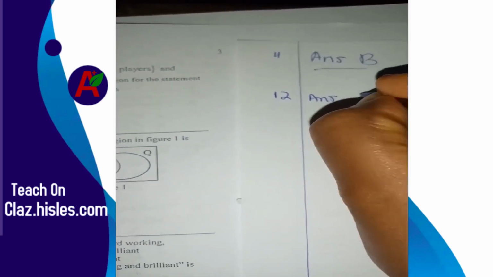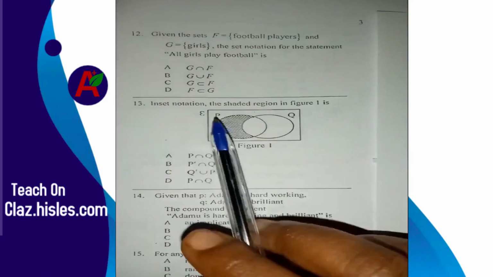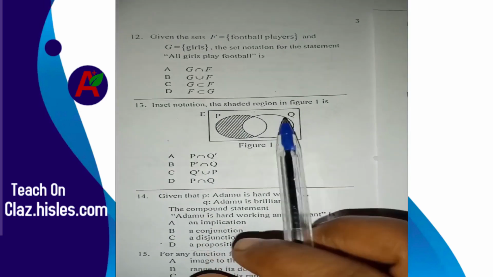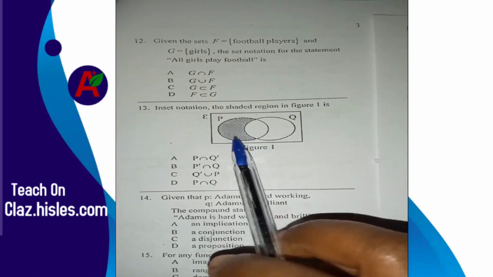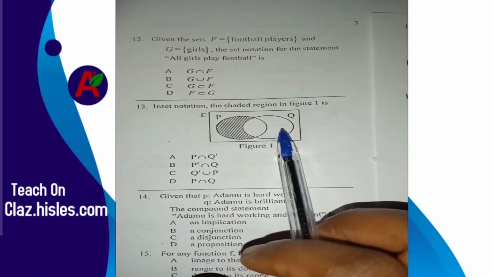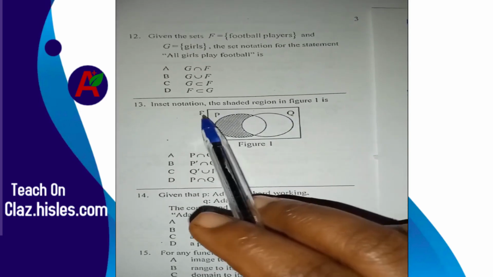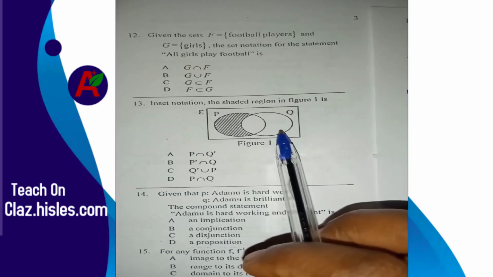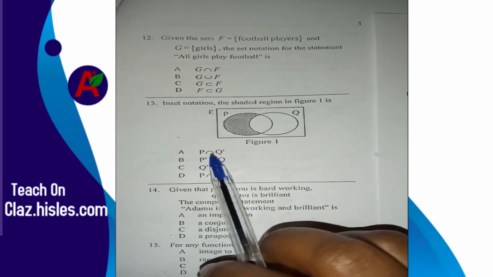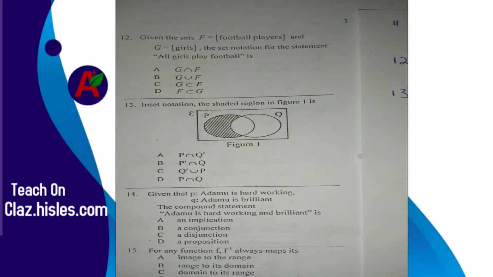The answer is C. Back to number 13. In set notation, the shaded region in figure 1 is, this is the figure 1. The shaded region is just P. So it's not Q and it's not anything outside of Q. So what is our answer? You have option A, P intersection not Q. Let's draw P intersection not Q for option A.